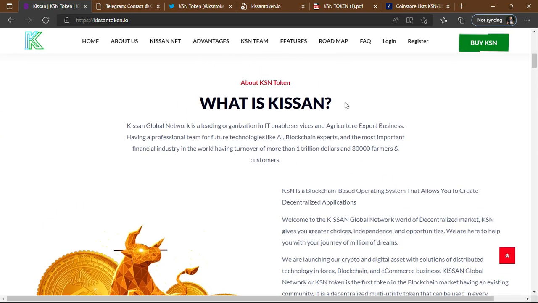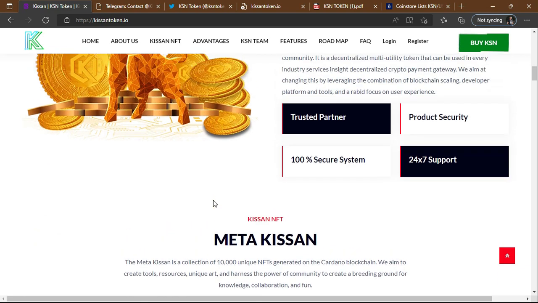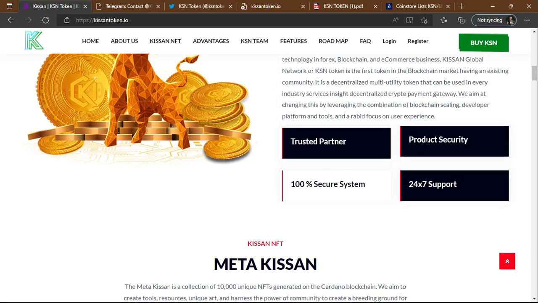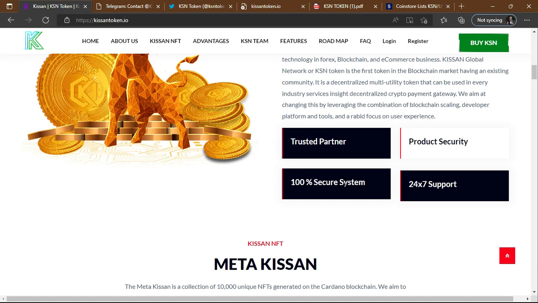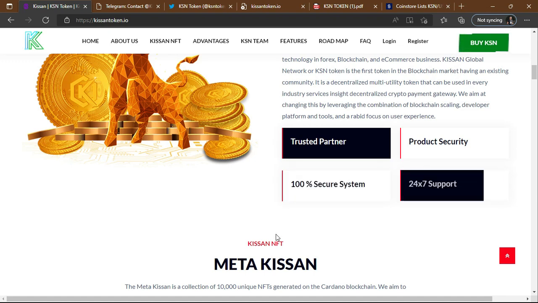So what is Kisan? Kisan Global Network is a leading organization in IT enabled services and agricultural export business. Having a professional team for future technologies like AI, blockchain experts, and the most important financial industry in the world, having turnover of more than $1 trillion and 13,000 farmers and customers. It's actually a trusted partner. Product security, 100% secure system, and 24/7 support.